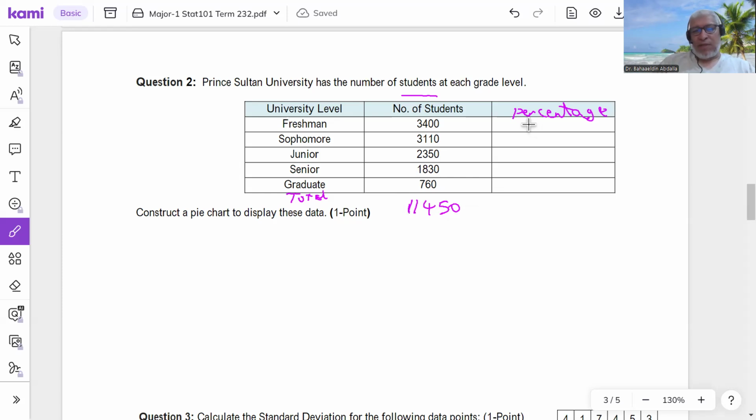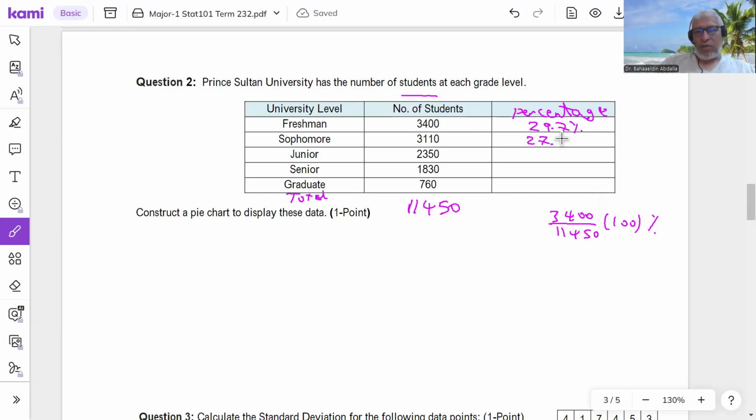And now how to find the percentage of freshmen? You divide 3,400 over 11,450 and you multiply by 100 to have it as a percentage. If you do that, you will find that the percentage is 29.7. Do this for all numbers.